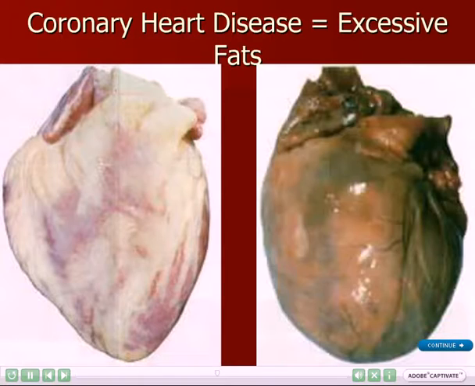The heart on the left is a healthy heart. The heart on the right has coronary heart disease, caused by excessive fats. Coronary heart disease can result in a heart attack.